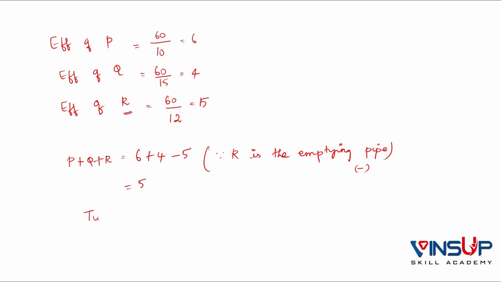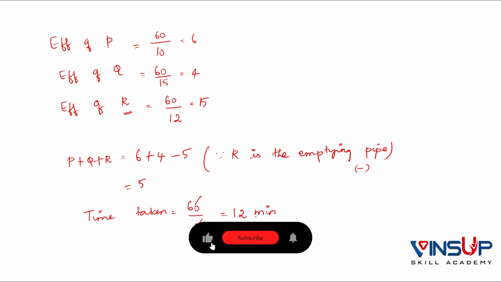Now we have to find the time taken. Time taken formula, work done by efficiency, right? So work done is 60. Time taken equals work done by efficiency. Efficiency of PQR is 5, so denominator 5. So 60 by 5, which is 12 minutes. If all the three pipes are kept open, it will take 12 minutes to fill the cistern.